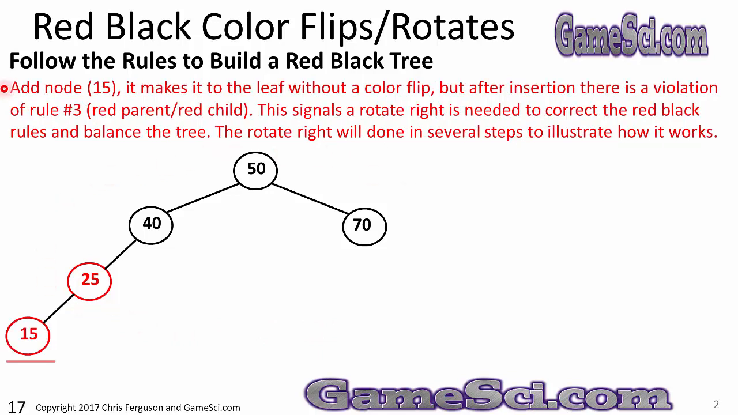Add node 15. It makes it to the leaf without a color flip, but after the insertion, there is a violation of rule number 3. A red parent cannot have a red child. This signals a rotate right is needed to correct the red-black rules and balance the tree. The rotate right will be done in several steps to illustrate how it works.